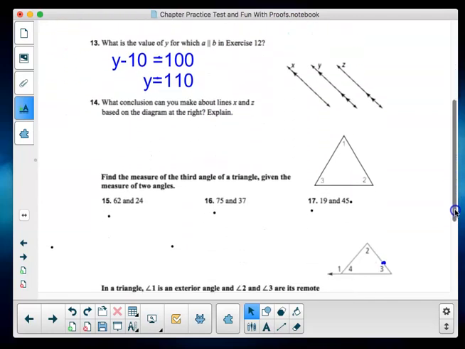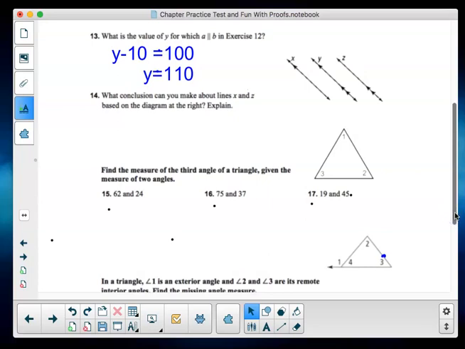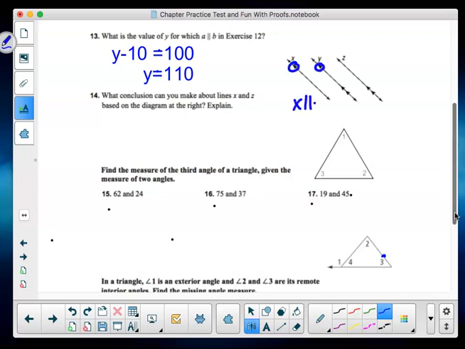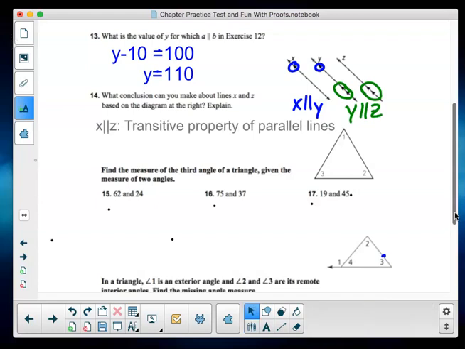When I'm looking at problem 14, what conclusion can you make about lines x and z based on the diagram at the right? Well, keep in mind, x is parallel to y. I also know that y is parallel to z. Well, since x is parallel to y and y is parallel to z, I know x and z are parallel, because of the transitive property of parallel lines. And that's pretty much what I've got. X and z are parallel because of the transitive property of parallel lines.